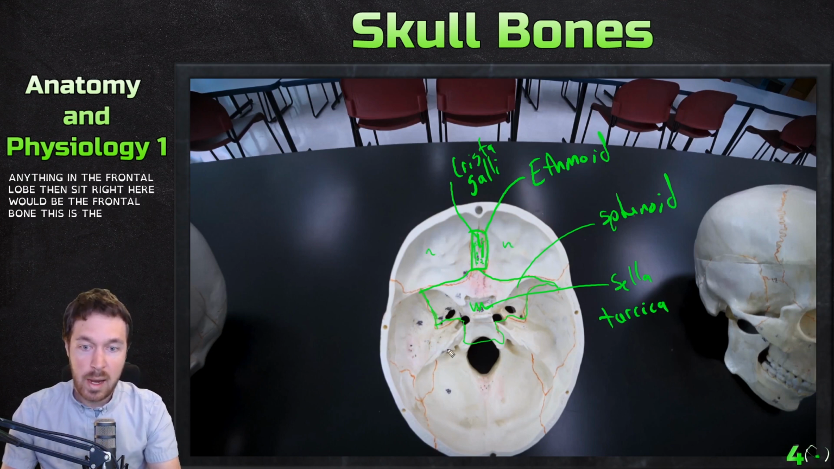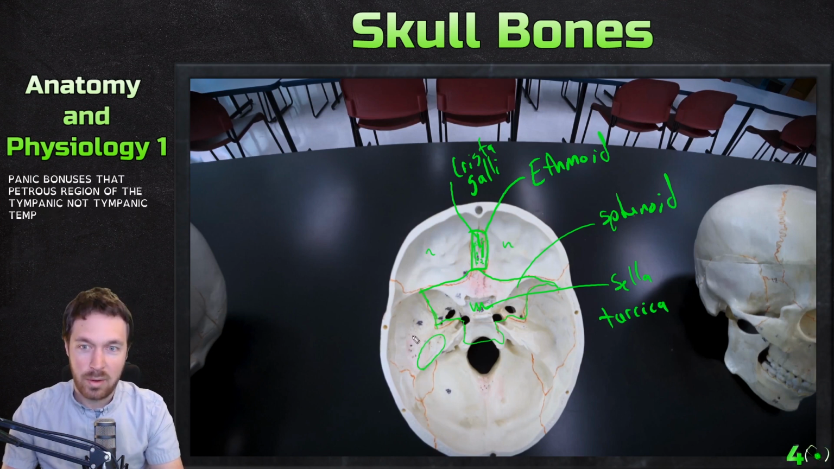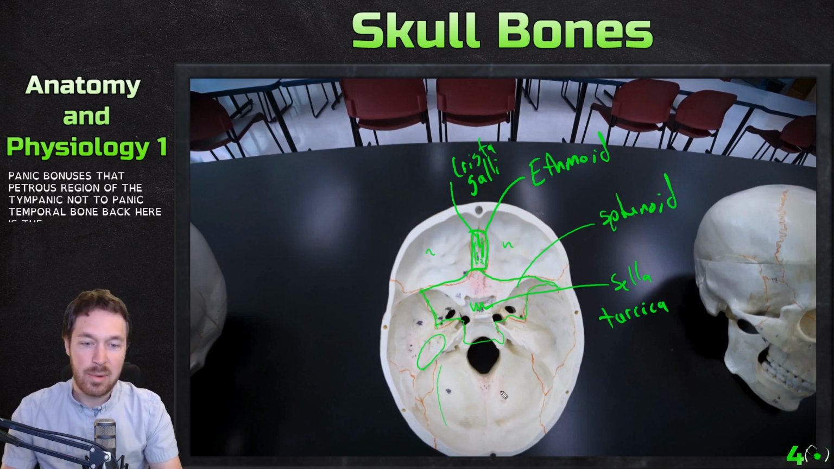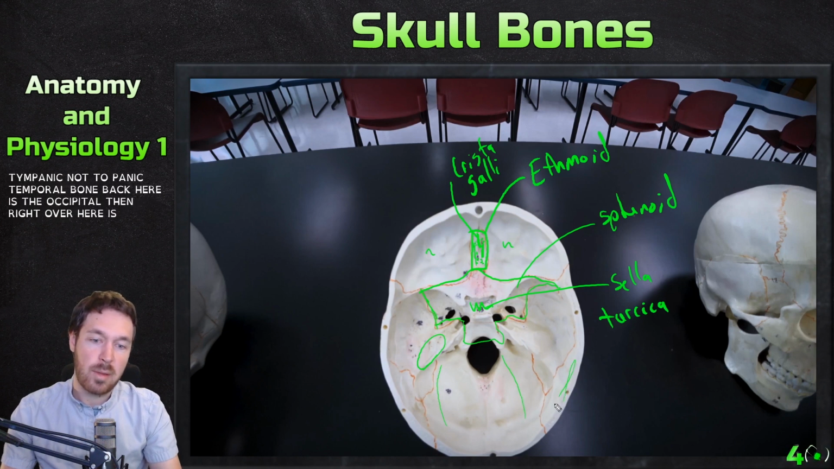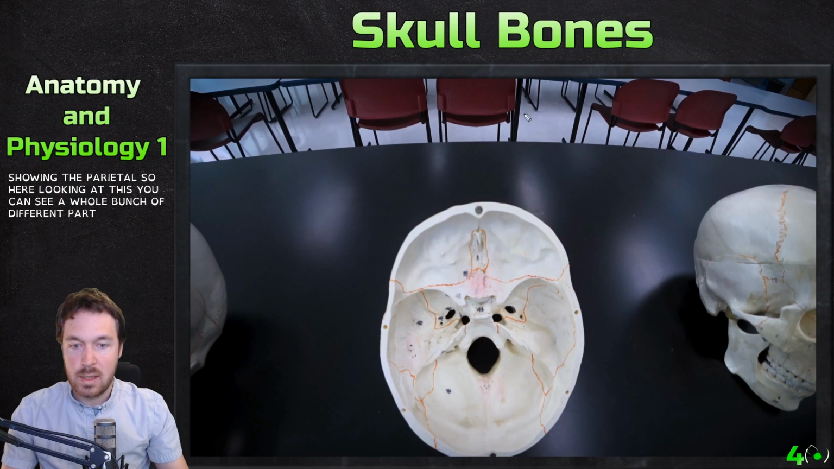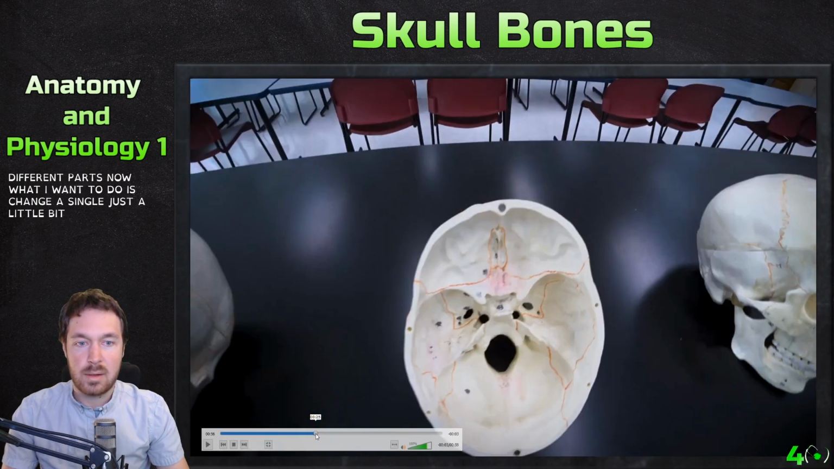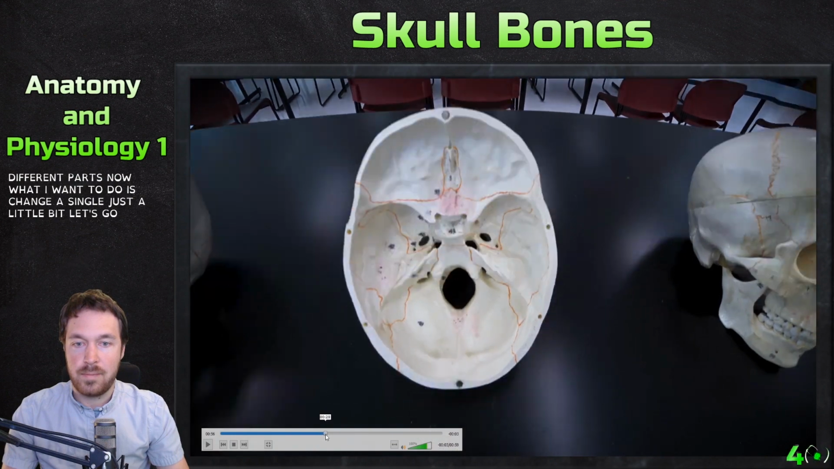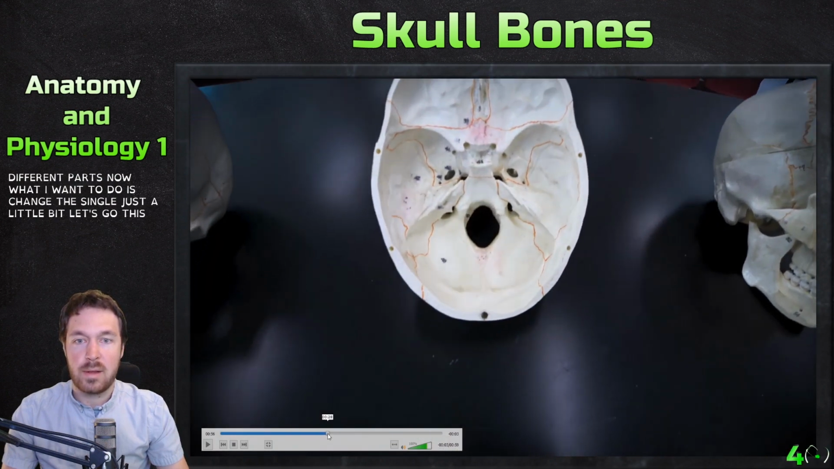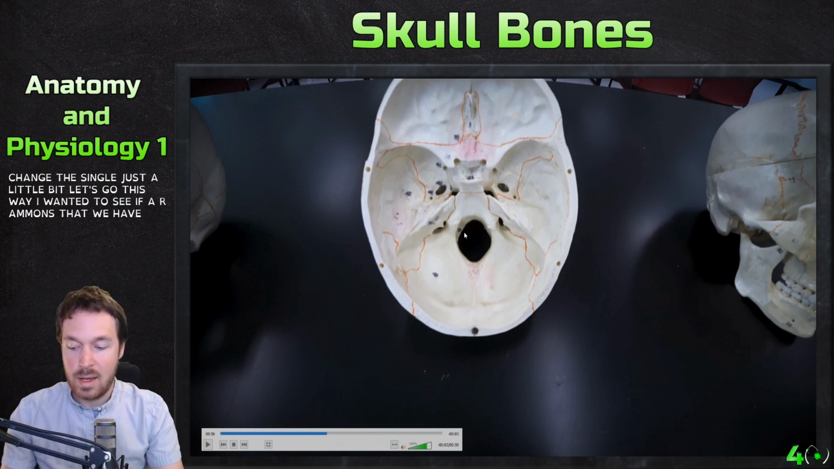This is the tympanic bone. This is that petrous region of the temporal bone. Back here is the occipital, and then right over here is showing the parietal. So here, looking at this, you can see a whole bunch of different parts. Now, what I want to do is change this angle just a little bit. Let's go this way. I wanted to see all the foramens that we have in here.